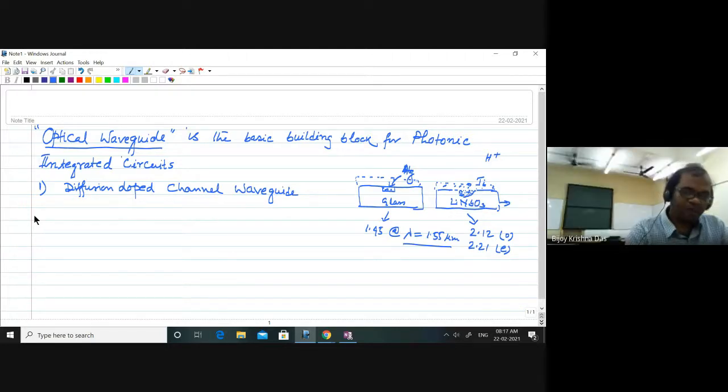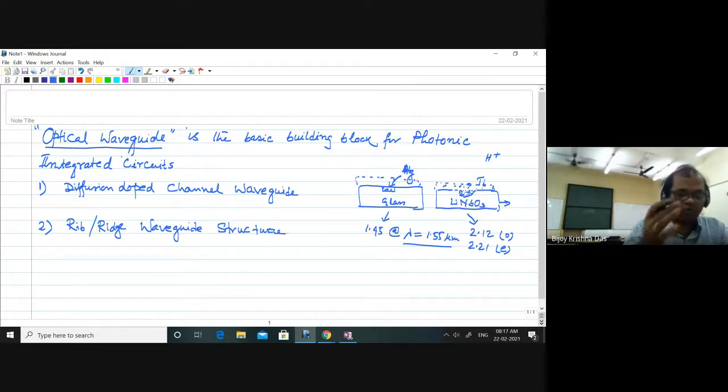So, diffusion doped channel waveguide, and another type of waveguide we call the rib waveguide structure. Sometimes people confuse it with the ridge waveguide structure, R-I-D-G-E. So this depends on your technology and materials availability. You can design different types of waveguide geometry, I mean waveguide core.